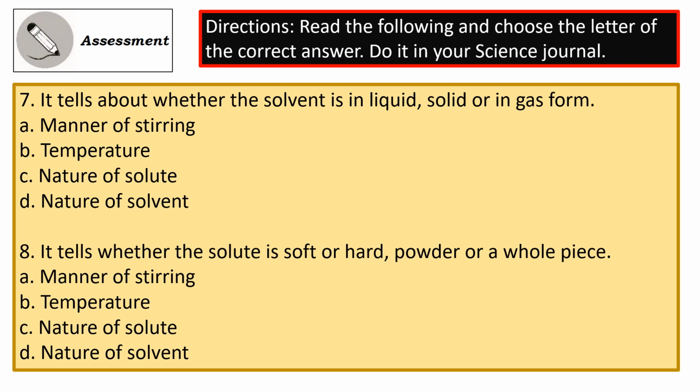Number 7. It tells about whether the solvent is in liquid, solid, or gas form. A. Manner of stirring. B. Temperature. C. Nature of solute. D. Nature of solvent. Number 8. It tells whether the solute is a powder, or a whole piece. A. Manner of stirring. B. Temperature. C. Nature of solute. Or D. Nature of solvent. Answer.